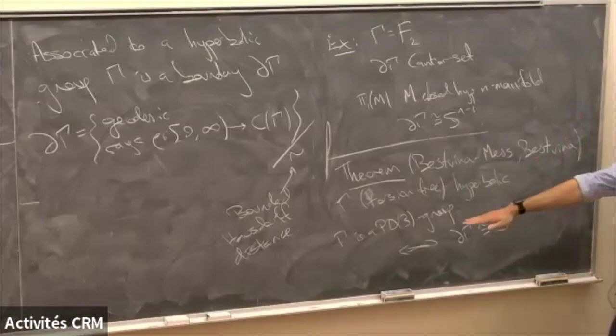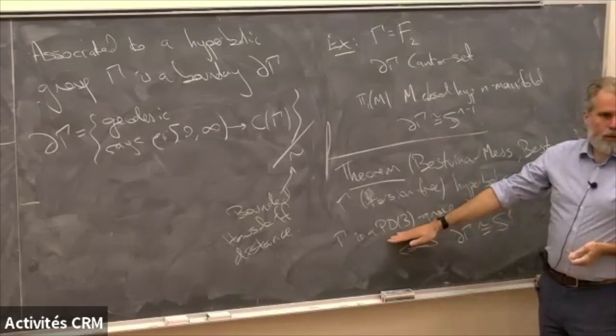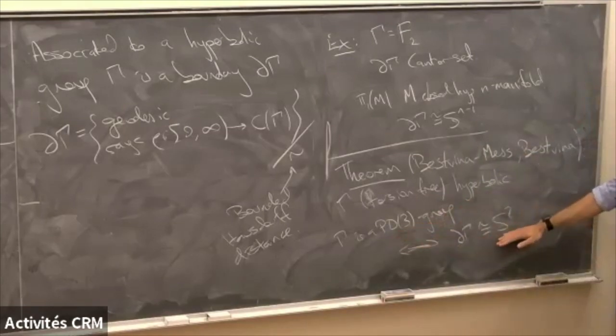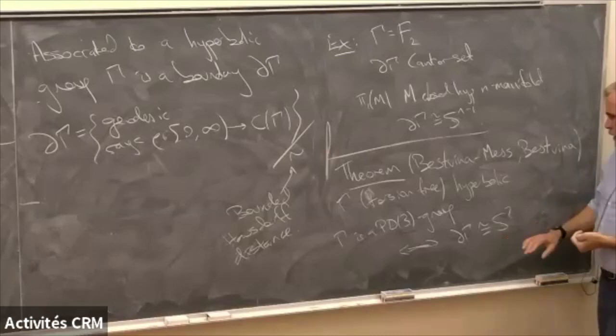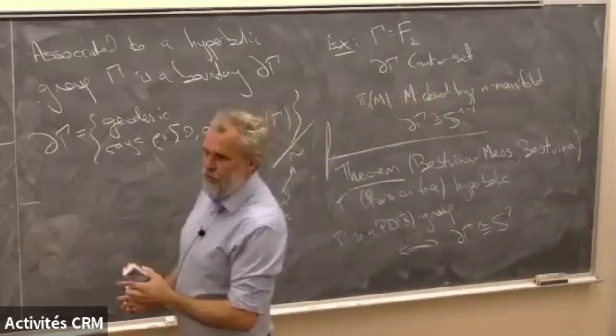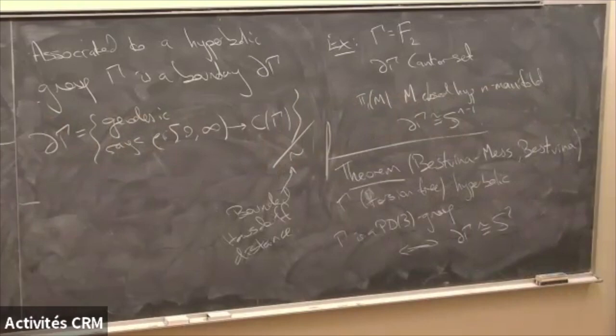For higher dimensions, you have to replace sphere by homology n-1 sphere. And this is sort of where the niceness of dimension 2 comes in. Any homology 2 sphere is actually a 2 sphere. But in higher dimensions, that's no longer true. So you might have hyperbolic PD n groups with boundaries that are homology spheres, but not actual spheres.